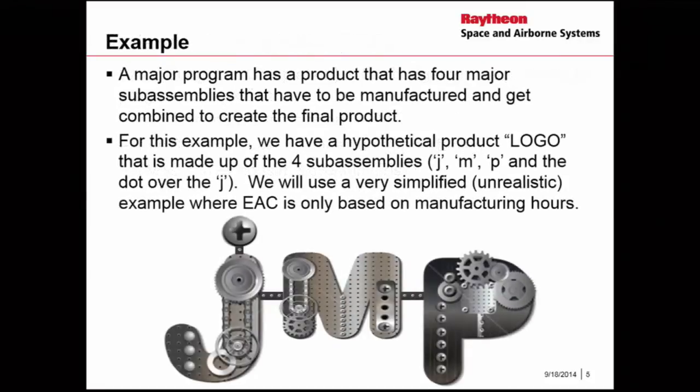And so we're going to go through an example. I can't bring real data like other people, so I made up some fictitious program here. Our program has 4 major subassemblies within it that have to be manufactured to get a completed product. My product is called a logo. It's made up of 4 subassemblies, J, M, P, and the dot over the J. For my estimate at completion for this example, we're going to use a very simplified, unrealistic example where I'm just basing it on manufacturing hours. I'm not looking at the cost of the products that go in here, but just strictly the manufacturing hours to complete these 4 subassemblies.